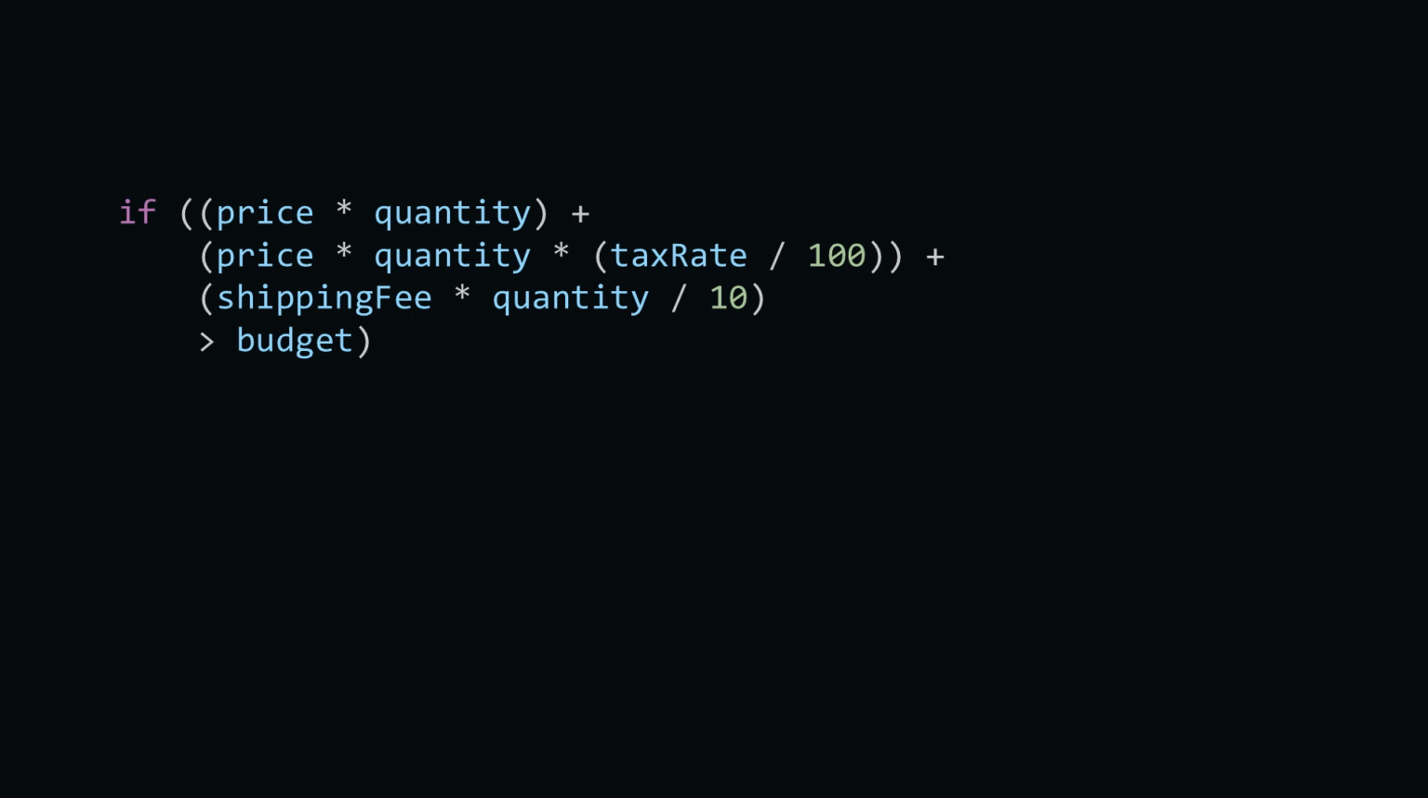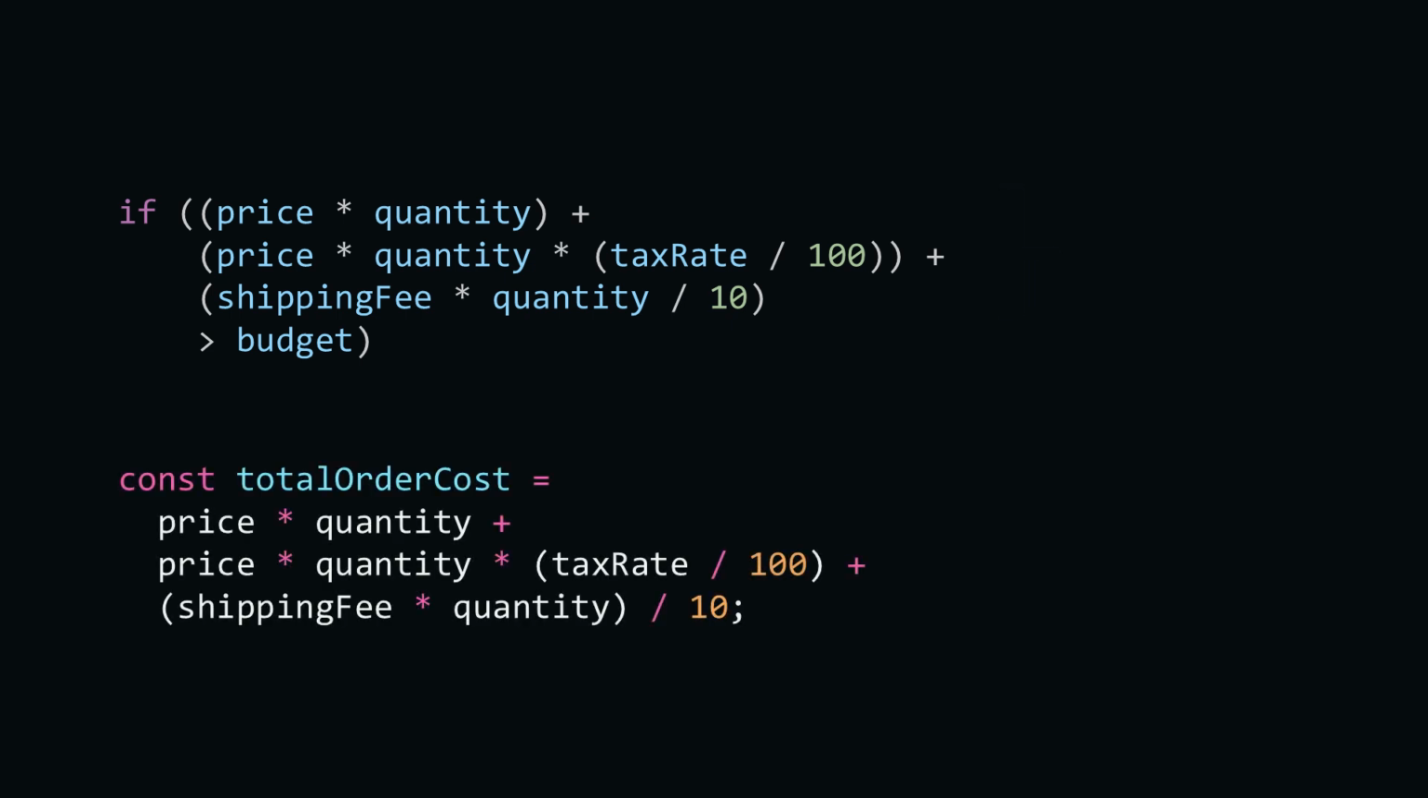So, the way to solve that unclear meaning is actually quite simple, and very similar to what we've learned in the previous lesson. We'll take that expression and give it a name, total order cost, in this case. Now this if statement checks if total order cost is greater than budget, which makes a lot of sense. Same here.